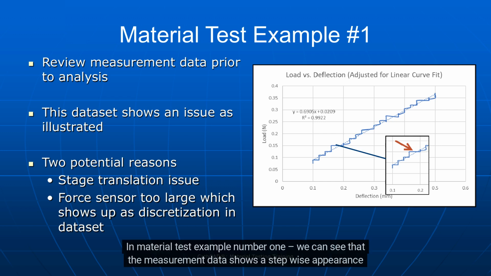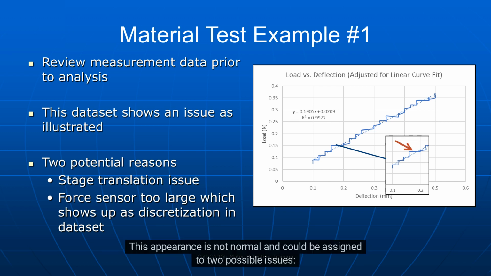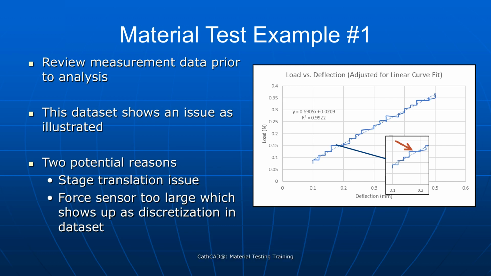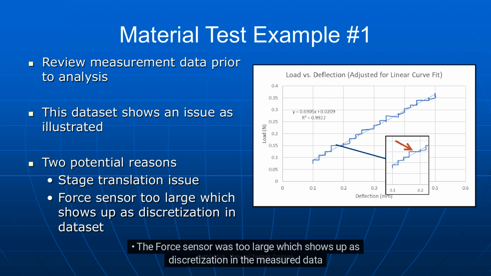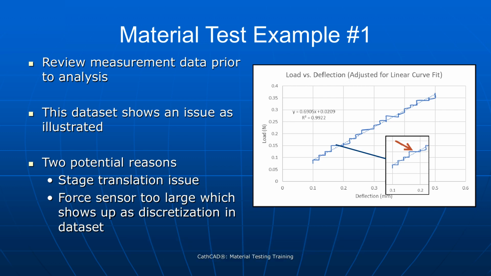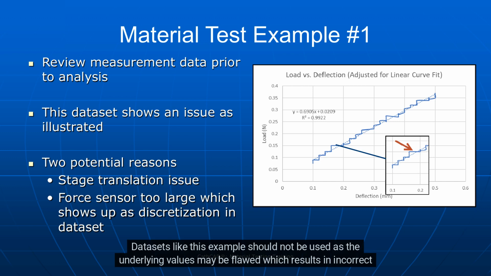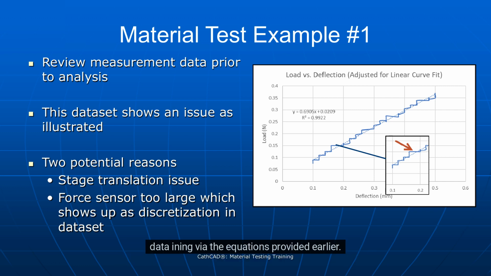In material test example number 1, we can see that the measurement data shows a stepwise appearance at every measurement point. This appearance is not normal and could be assigned to two possible issues. There is a mechanical stage translation issue and/or the force sensor was too large, which shows up as discretization in the measured data. Datasets like this example should not be used as the underlying values may be flawed, which results in incorrect data reduction via the equations provided earlier.